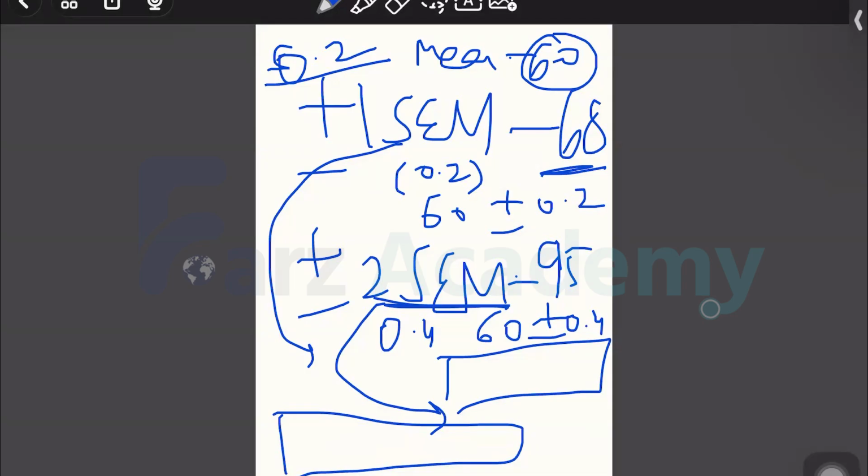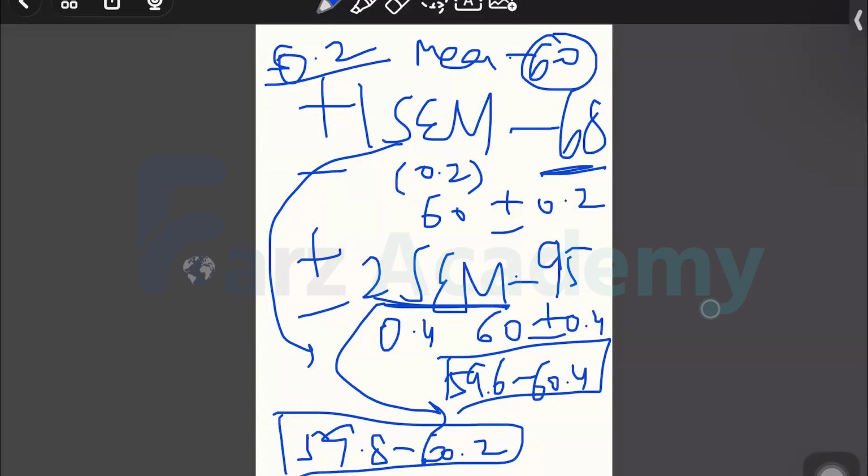So this becomes 59.8 to 60.2. Correct? Next. Come on. For 95 it will be 59.6 to 60.4. Yes, 59.6 to 60.4.